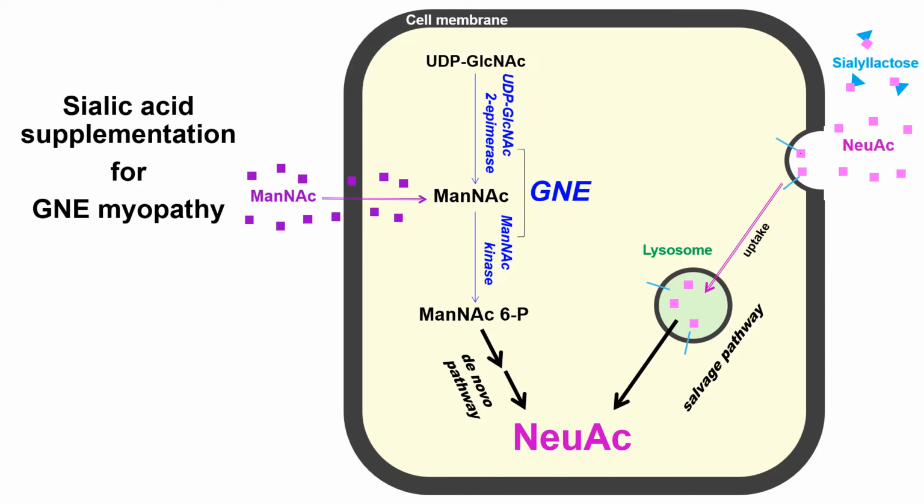And sialic acid supplementation therapy was conducted. In this figure, there are many forms of sialic acid used in animal experiments or clinical trials. And NeuAc is sialic acid itself, and NeuAc and sialyllactose would be taken up using this salvage pathway, and ManNAc, which is now used in the clinical trials, is using this de novo pathway to make sialic acid.